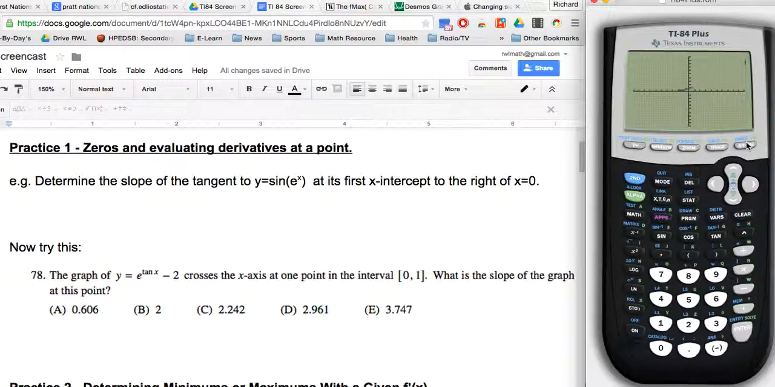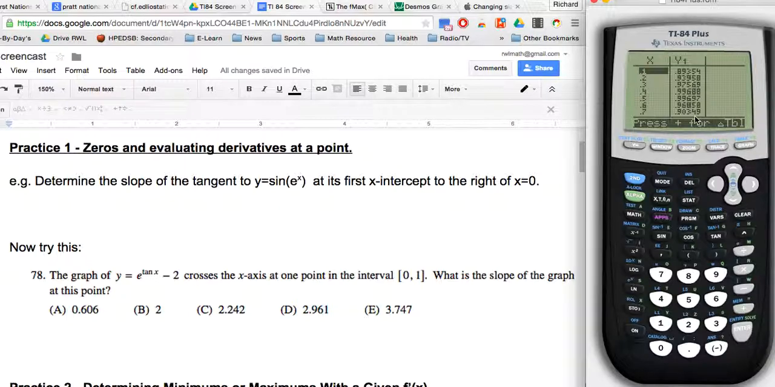Second, and you can see, there you go. There's a typical reason why you probably don't want to use the graph. That's a pretty funky graph, right? Because it's sine of e to the x, the period keeps getting shorter and shorter. So let's look at the table, second and table.